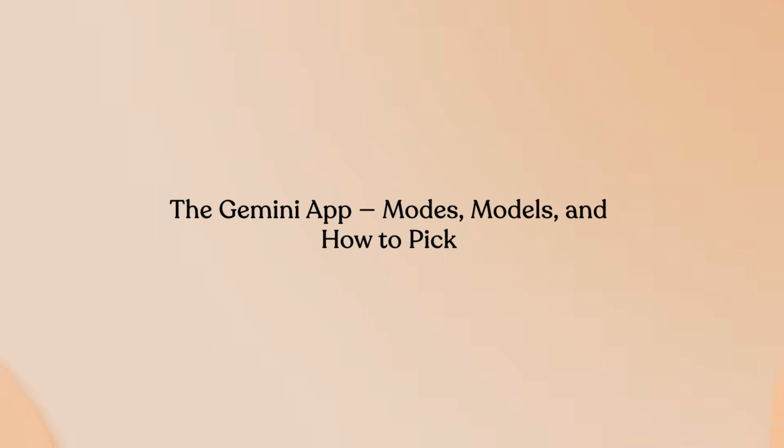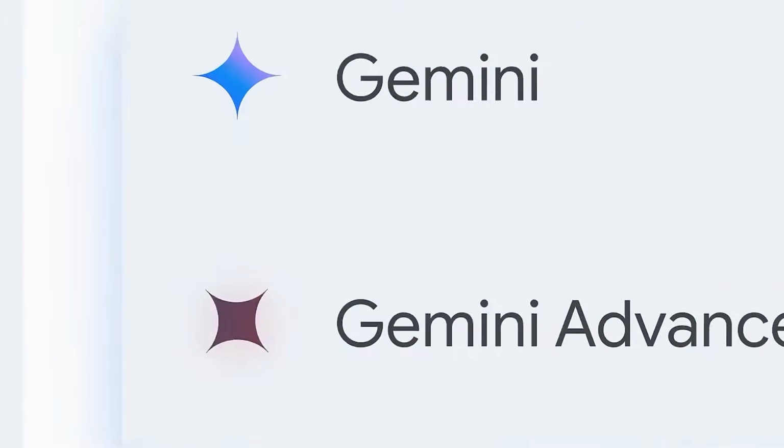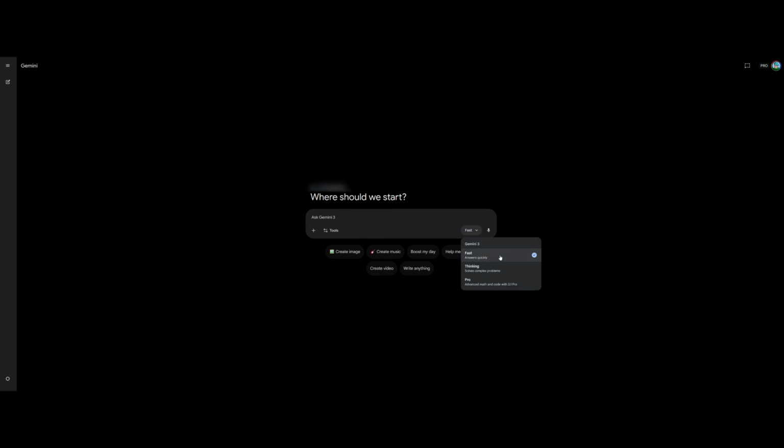The Gemini app, modes, models, and how to pick inside the Gemini app. The single biggest unlock most people miss is the model picker. You're not stuck with one model. You've got 3 modes to choose from: Fast, Thinking, and Pro. And picking the wrong one for your task is like using a sledgehammer to hang a picture frame.